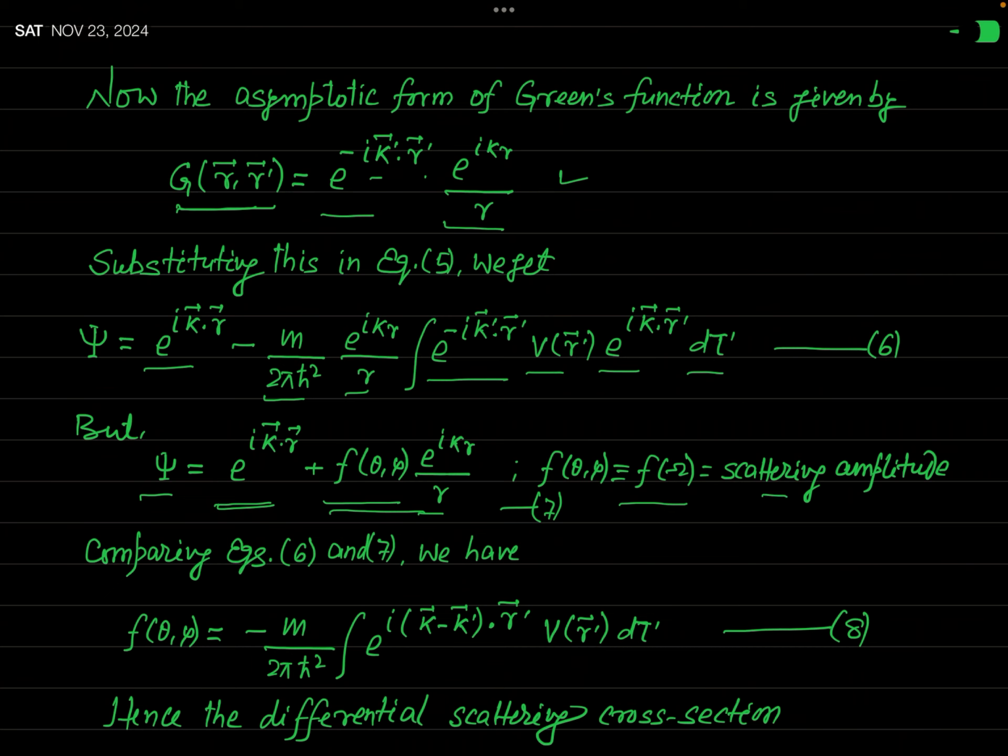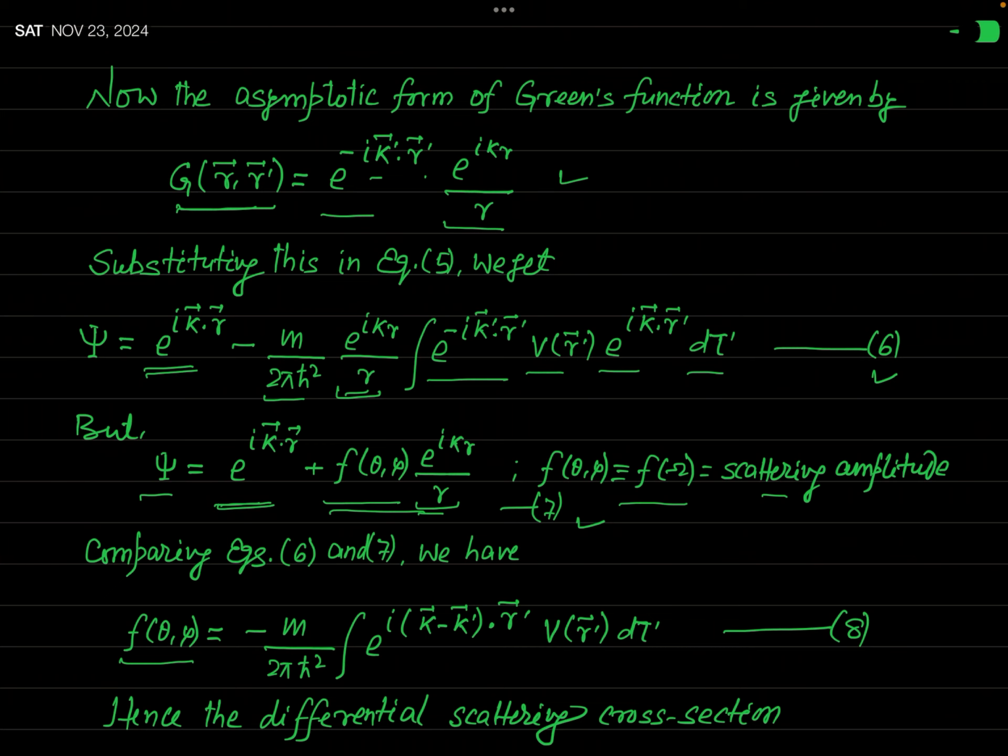So now let us compare equation 6 and equation 7. When you compare them, you can see what the value of f of theta will be. At the place of e to the power i k dot r, the term is the same in both equations. For the second term, in equation 6 the factor e to the power i k r over r is present, and also here in equation 7 it is present.